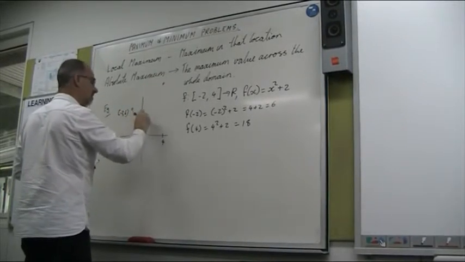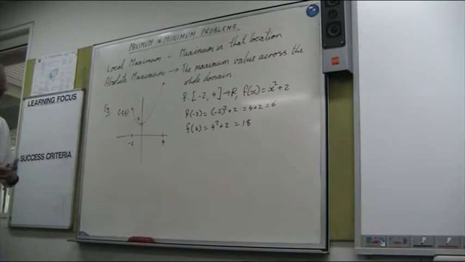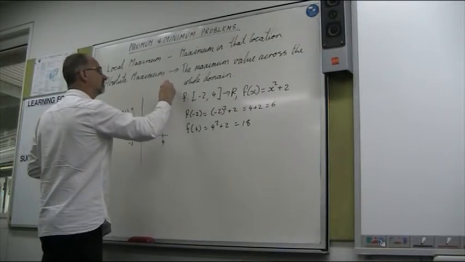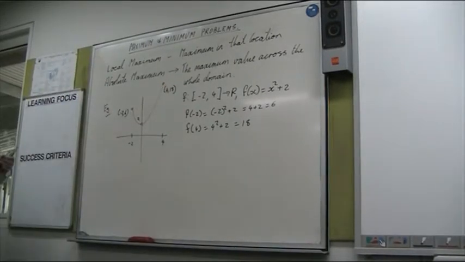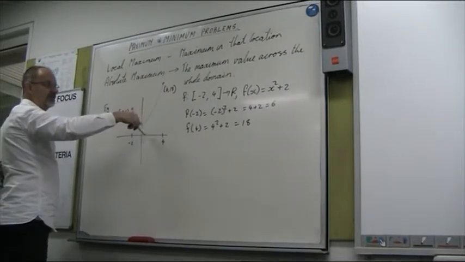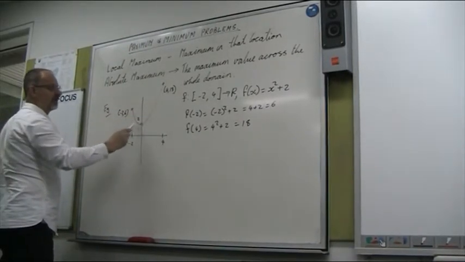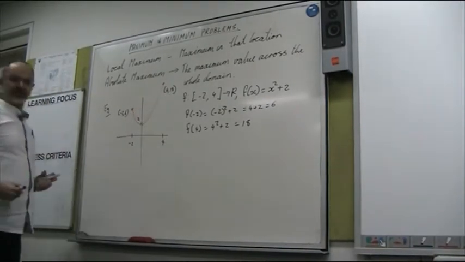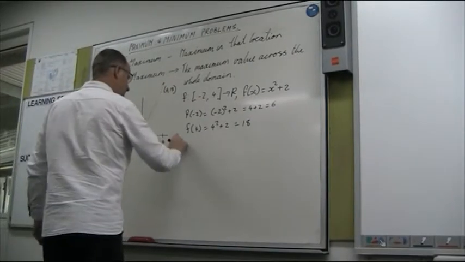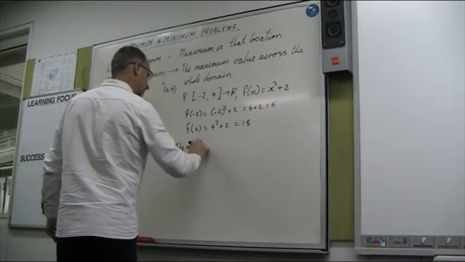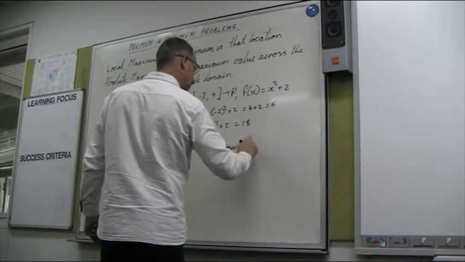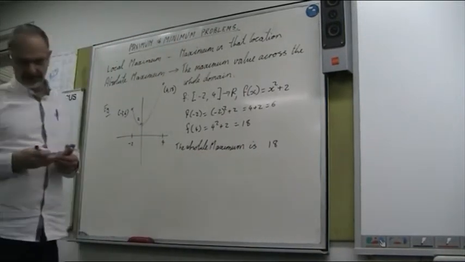And then we now have the bit of the parabola that looks like that. So if they're talking about what's the absolute maximum of this parabola in there, we need to look at the graph, and we see that the highest point's over here. So the absolute maximum would be 18. So the absolute maximum is 18.